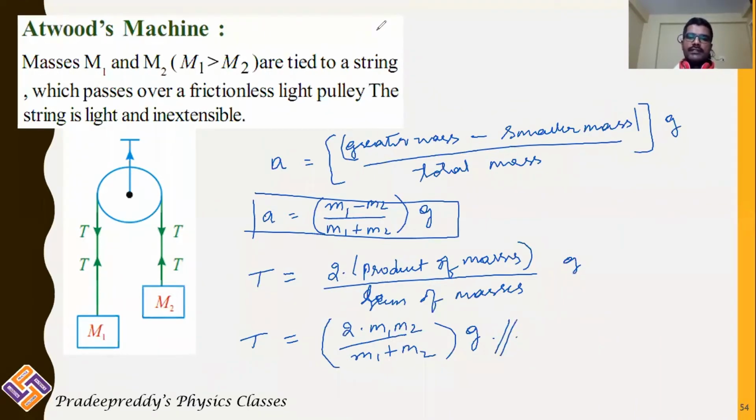Now using these shortcut formulas without any free body diagram, we can solve identical problems. If there is any wheel and pulley where masses are attached with one single string, in such cases you can find out tension as well as acceleration just by remembering this equation and this equation.